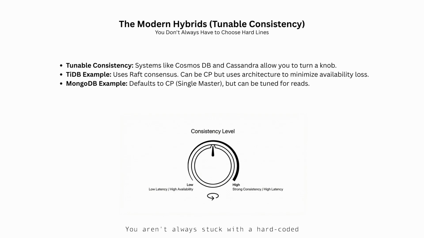You aren't always stuck with a hard-coded decision. Many modern databases offer tunable consistency. Azure's Cosmos DB has 5 different consistency levels. Cassandra lets you decide per query if you want to wait for one node or all nodes. Look at TiDB or CockroachDB. They use Raft consensus algorithms that we covered in the last video. They are technically PC/EC systems prioritizing consistency, but they are engineered to recover so fast that they feel highly available.